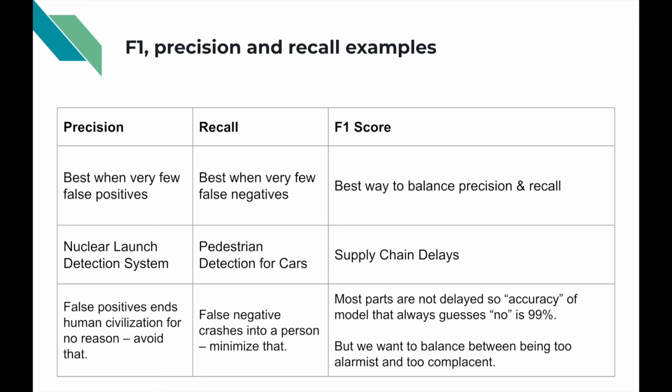If we're trying to predict whether a part is going to show up late to the factory or not, an accurate model might always just guess no and be right 99.9% of the time. Instead, what we want to balance between is being too alarmist or too complacent, which is what precision and recall might give us. And so in this particular supply chain delay example, we would use F1 score.